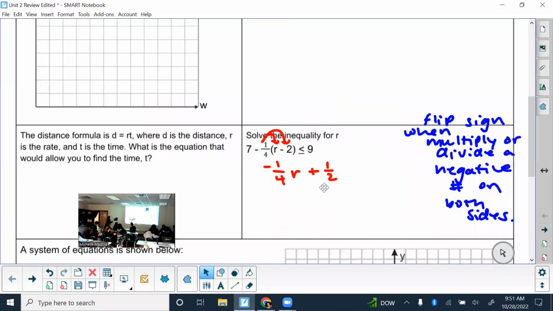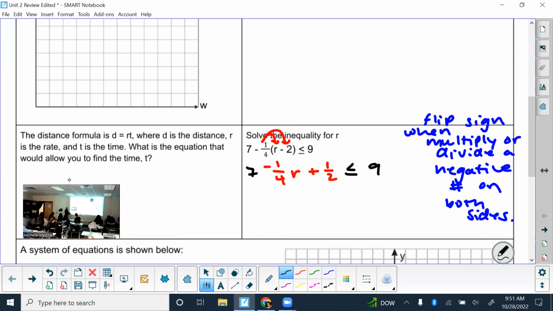So then you keep going, bring everything down that was already there, so like that 7, and the less than or equal to 9. And keep going. What do you do after distributing? Okay, do I have any like terms here? What are they? And what do you get when you add them? Good. We'll make it the decimal version. So yeah, 7.5 is 7.5. Bring down everything else.